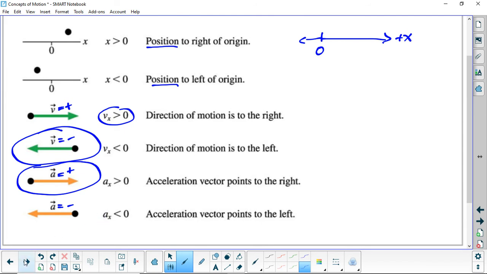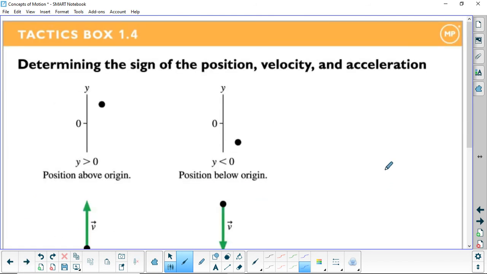Okay. How does this work in the vertical direction? Here's how we're going to define our vertical direction. The y-axis, wherever we define 0, and you can define this wherever you want. For any problem, you'll see why we choose certain zeros to make certain problems easier to solve mathematically. But if we choose this as our 0, anything above this would be positive. This would be a positive y direction. Anything below would be negative.